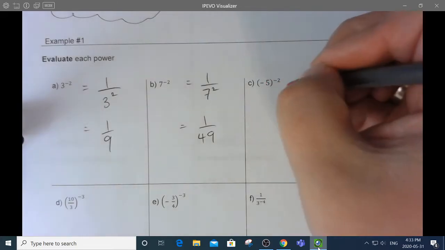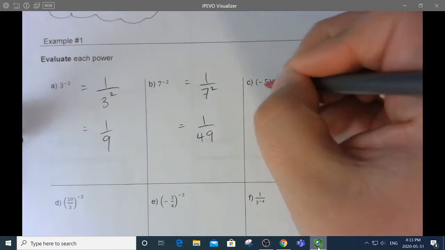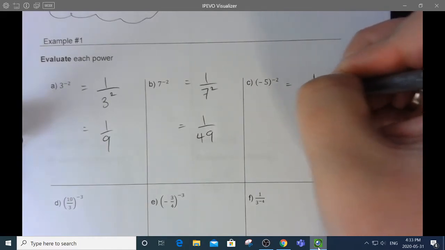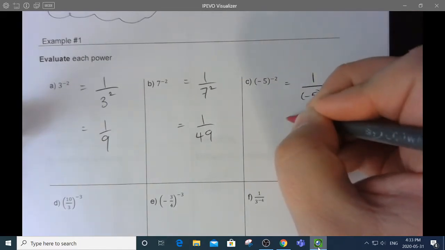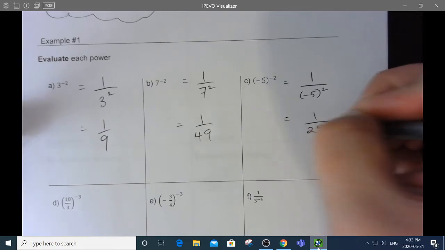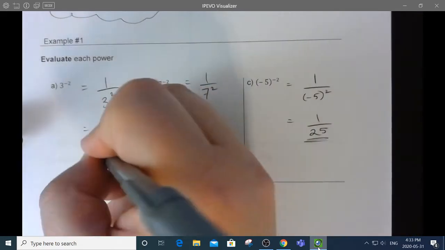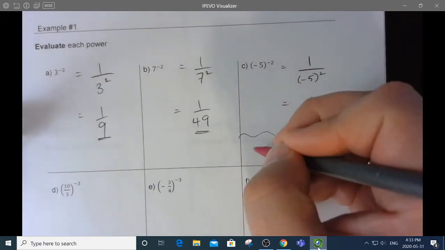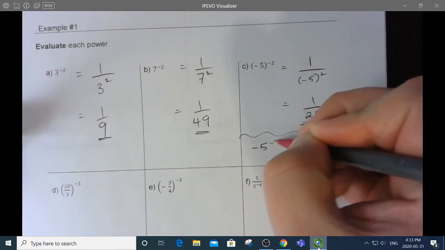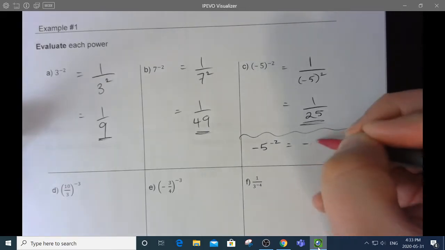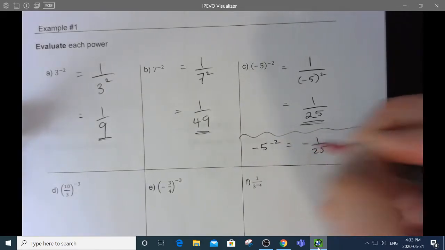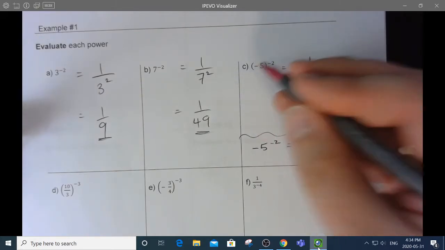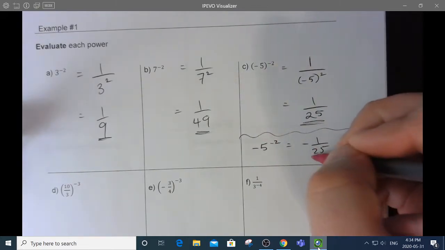Now, this one, notice that that's in a bracket, so that negative is part of the base. So this would be 1 over negative 5 squared, which is 1/25. Please notice, if this had been negative 5 to the negative 2, that would be negative 1/25. The negative here wouldn't get canceled by this exponent because it's only part of the base if I say that it's in a bracket like that.